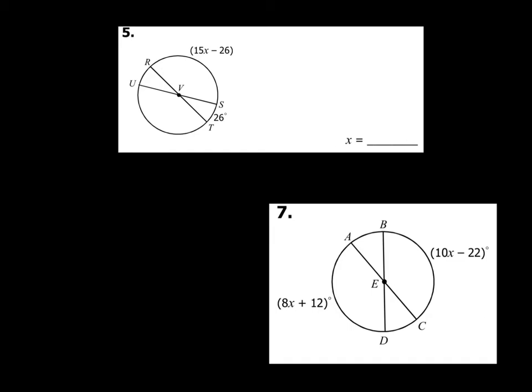Now, if I look at number 5, what do I notice about RT? RT is a diameter, and that diameter is worth 180 degrees. So this is worth 180. So 15x minus 26, right? That portion plus 26 is equal to what? The diameter. You solve.